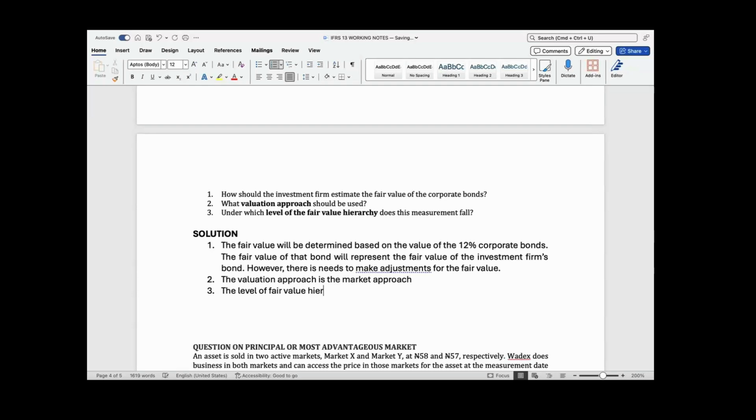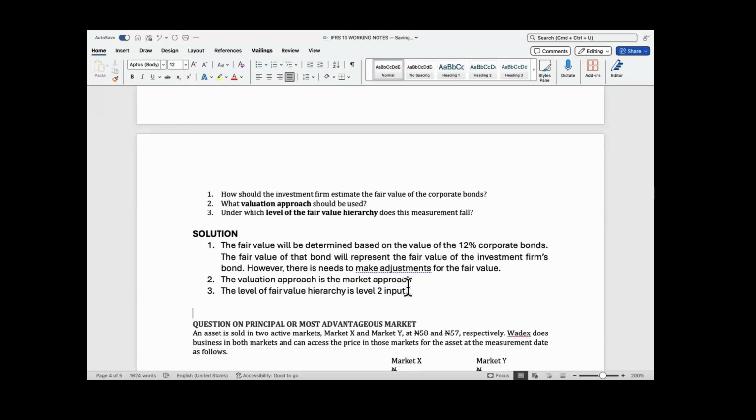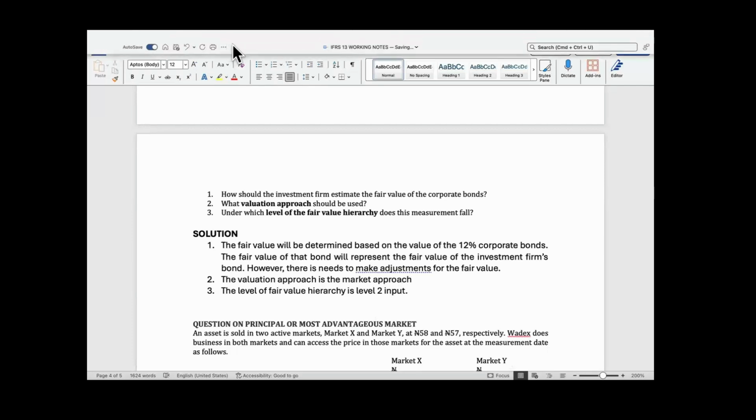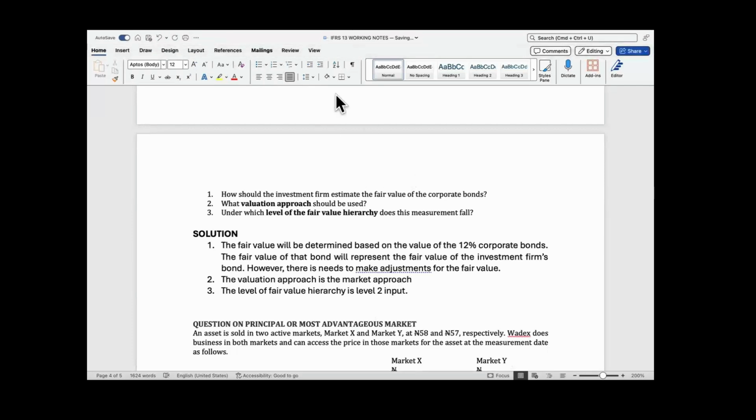Yeah. Thanks. So the level of fair value hierarchy is level what? Level 2. Yeah, level 2 input. It's level 2 input because we are using the price of a similar asset. Okay, so I think all things being equal, you have a good knowledge of this. So if you have gotten it to this extent, then I think you're fine.